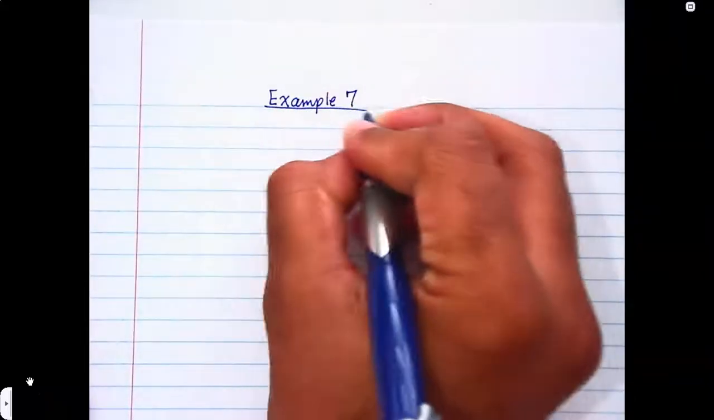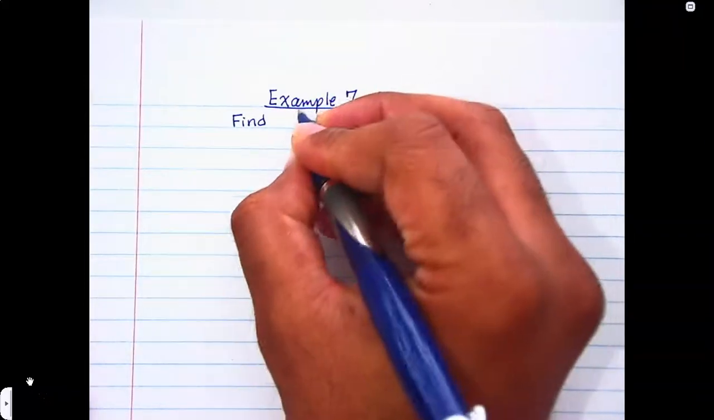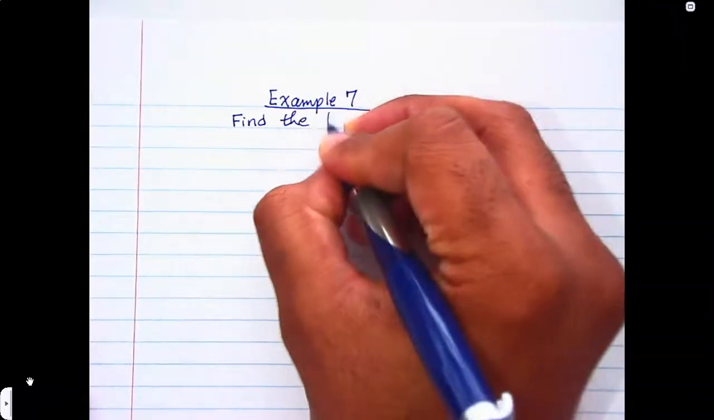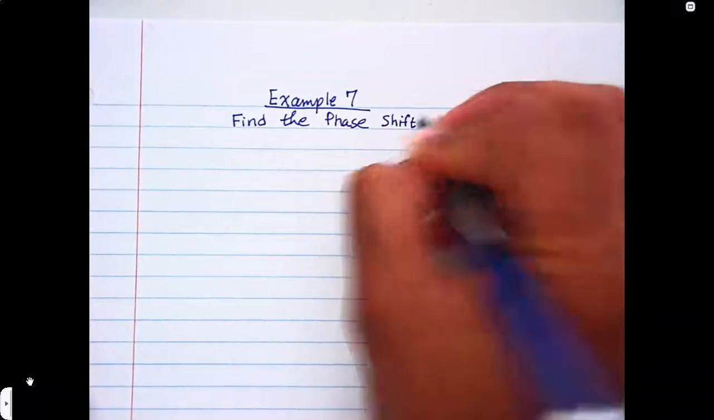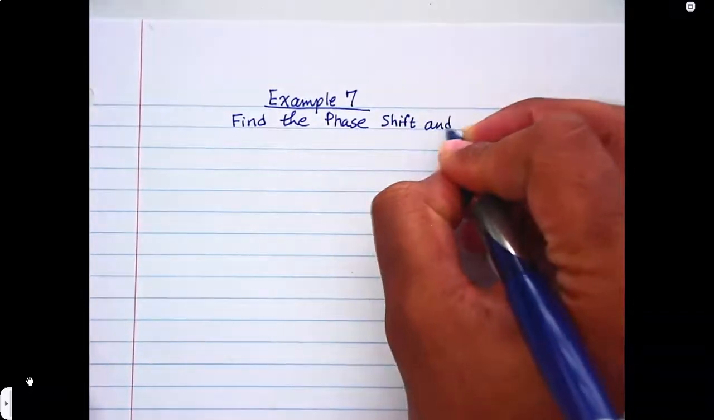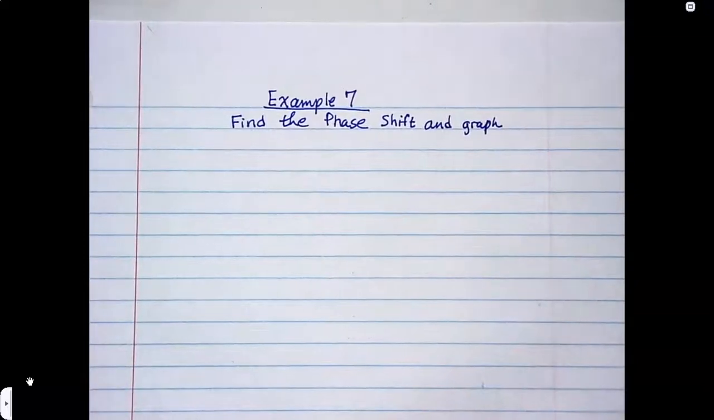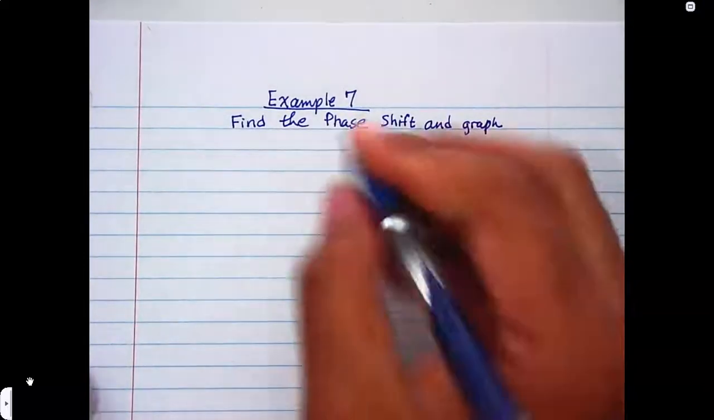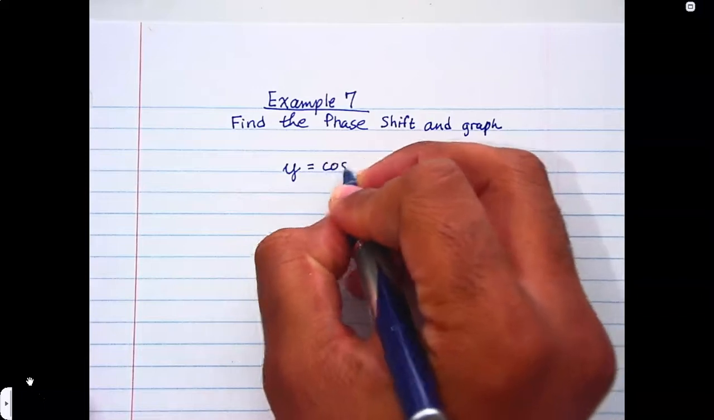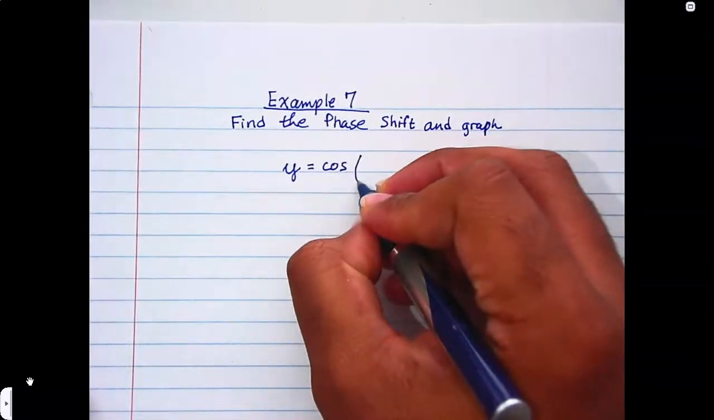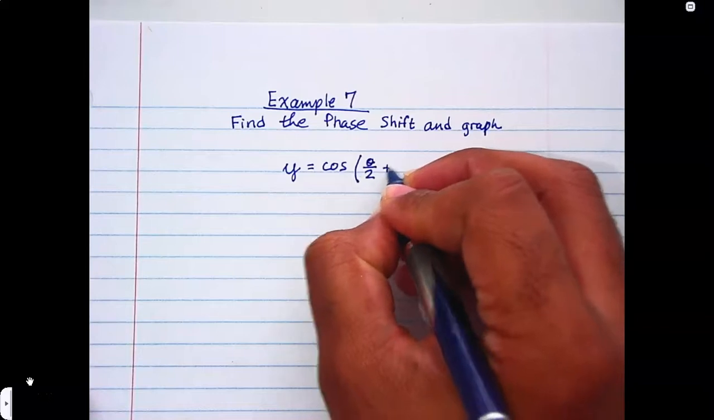So, for example 7, we're going to find the phase shift. The phase shift. And then we're going to graph. All right. So we got the phase shift, and then we're going to graph it out too. And we're going to use this equation to see how everything flows. Plus pi.